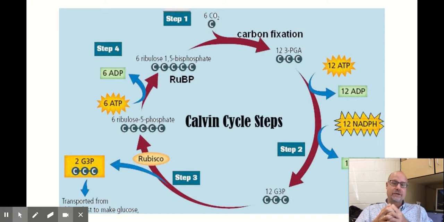Well, if you have 12 of them previously and 2 of them are taken away, now you have 10 G3P. Each one has 3 carbons. So now you have 30 carbon atoms. That should sound familiar. You finish up with 30 carbon atoms here. You start with 30 carbon atoms here.